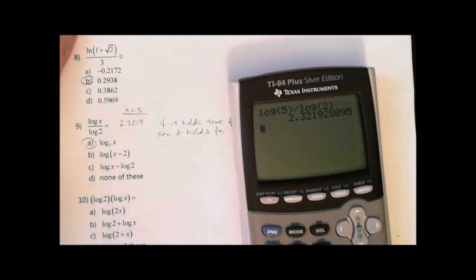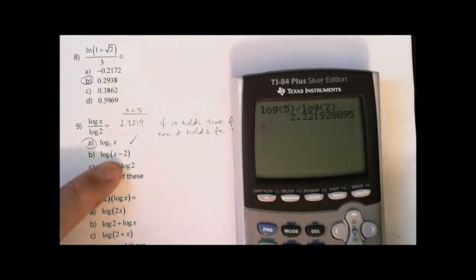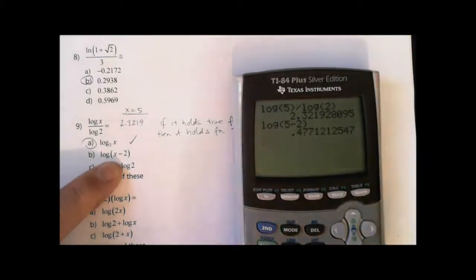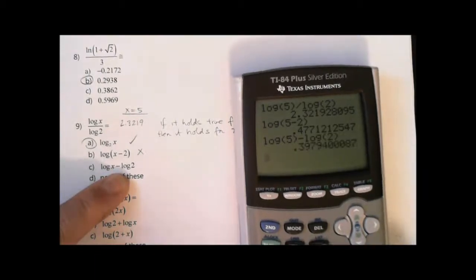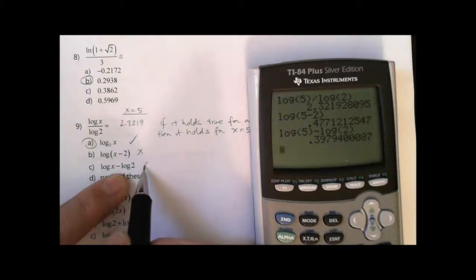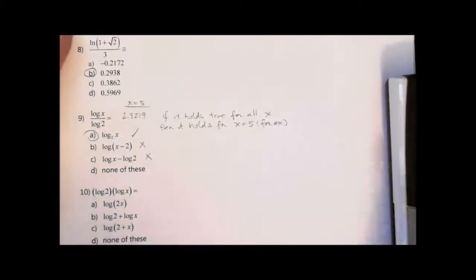2.3219. Now, to calculate this, you would very quickly find you were doing the same thing. That one is the same. Let's just check that when x is 5, we don't get this one. So the log of 5 minus 2, well, that's 0.477. And how about the log of 5 minus the log of 2? And that's 0.397. That doesn't match. And of course, it does match this one. So that's an interesting technique.